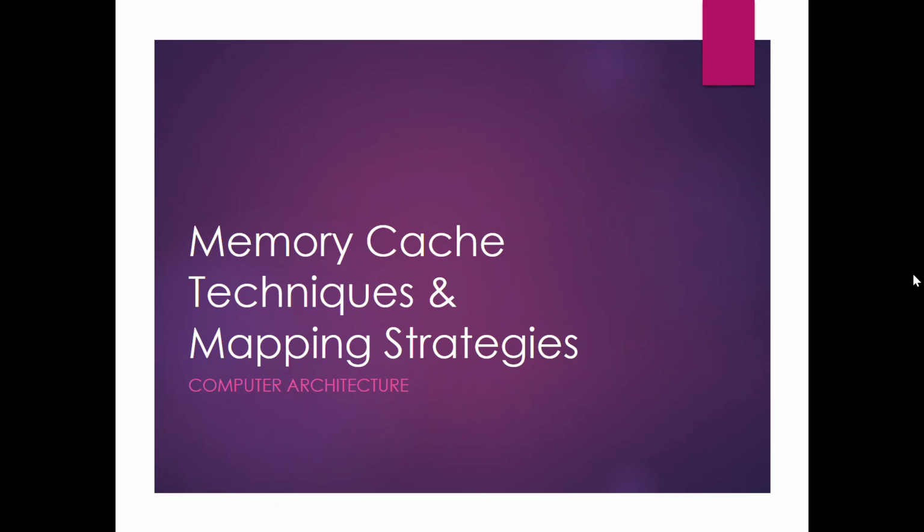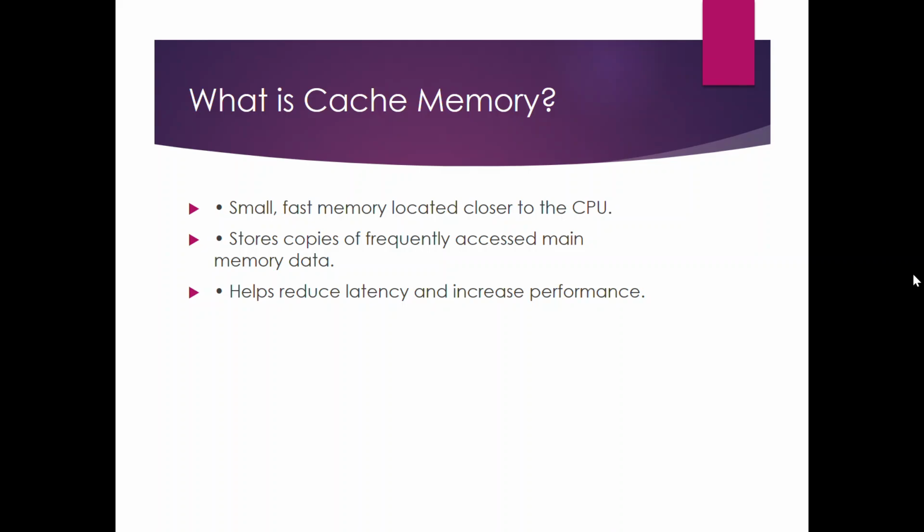Everyone, today we are discussing memory cache techniques and mapping strategy in computer architecture. So, first, let's describe what a cache memory is. It's a small, fast memory located closer to the CPU that stores copies of frequently accessed main memory data, and helps reduce latency and increase performance.